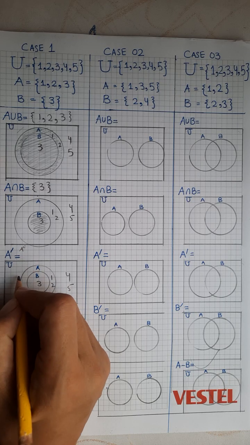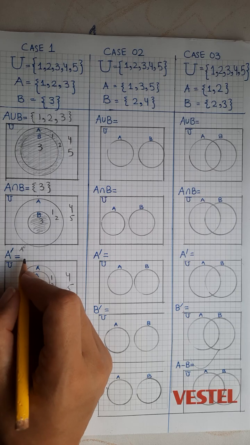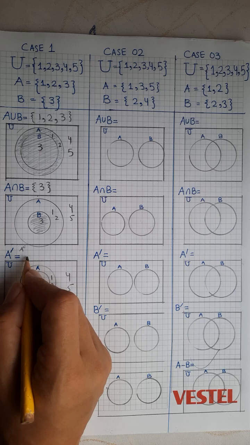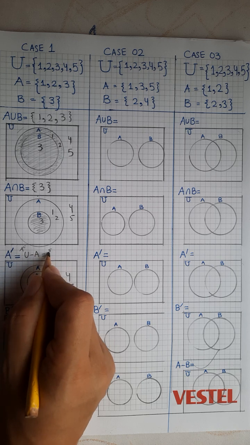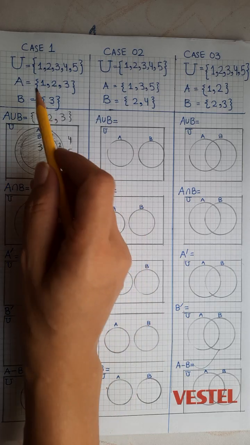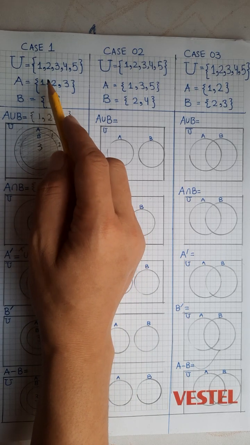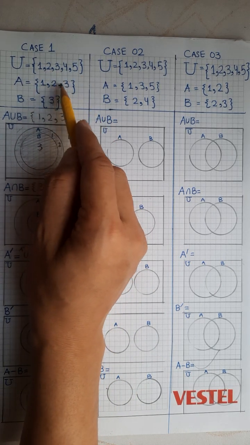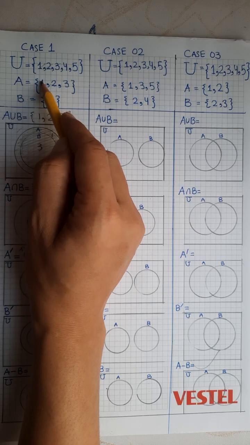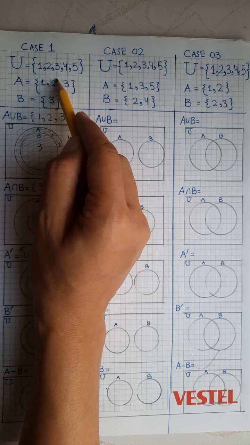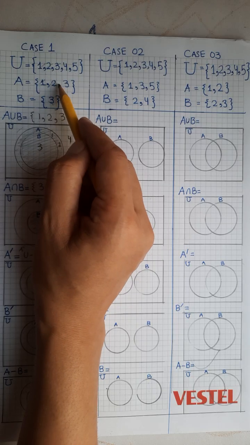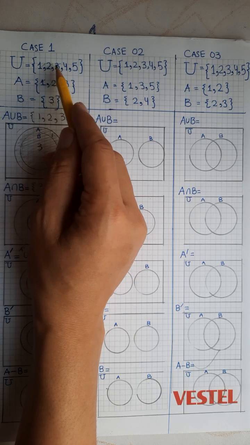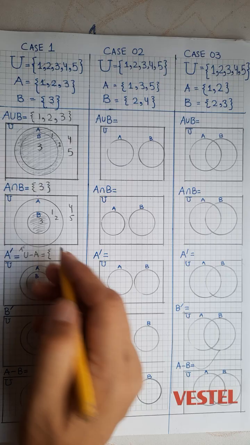This also means A complement. Now what does A complement mean? A complement means you have to delete the elements of A from U, that is U minus A. So when we eliminate the elements of A from U, we need to cancel 1 2 3, or remove these 1 2 3, because these are the common elements appearing in both, and we have to remove A from U. So the answer will be 4 5.